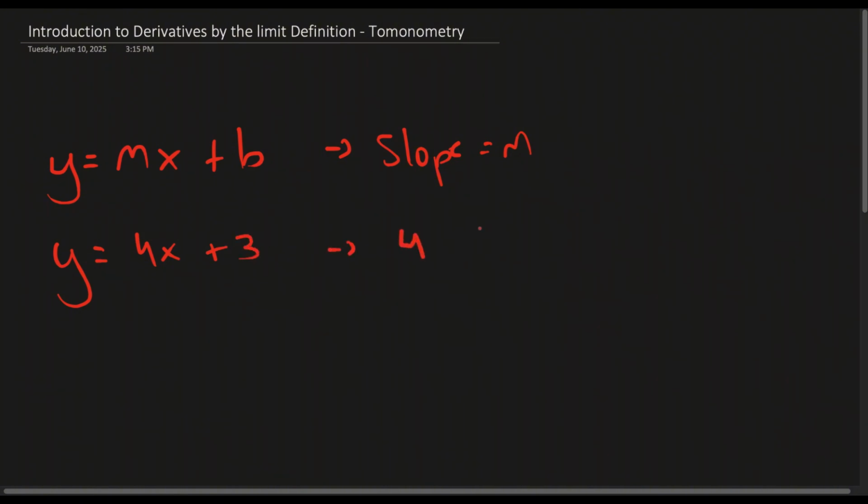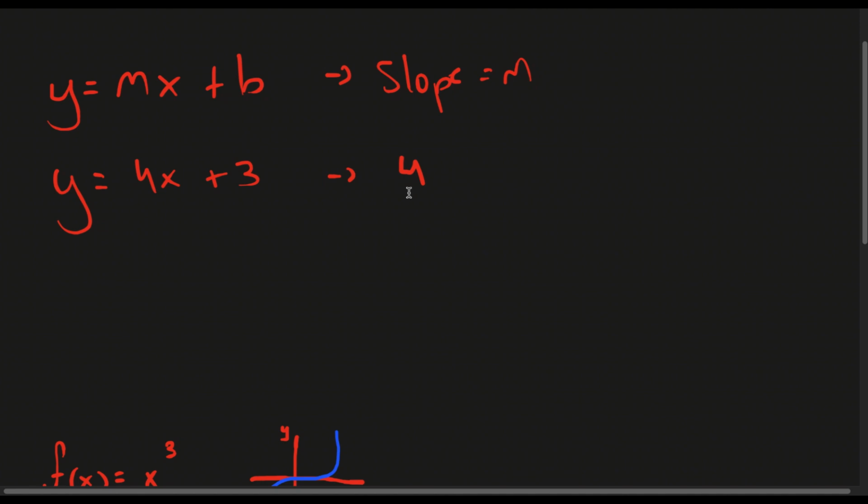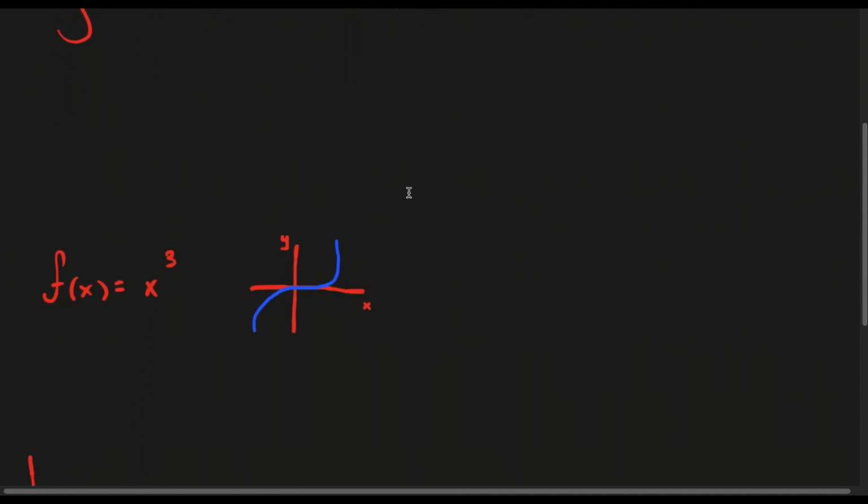But now that we're getting a little more advanced, we start to see lines that look a little something like this, like x cubed. And this is confusing because the slope is not the same at every single point. Take this point and this point, for example. It's clearly steeper over here. So how do we know what the slope of the line is?